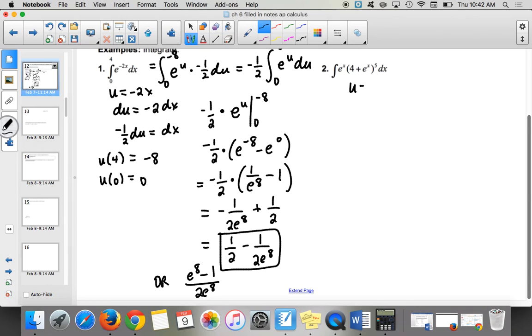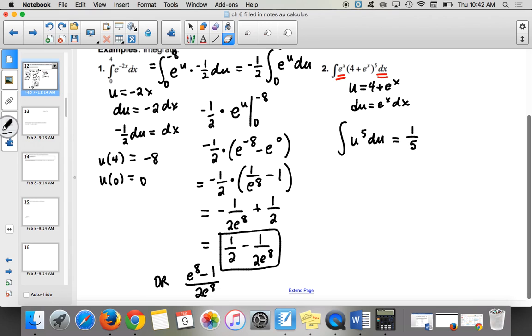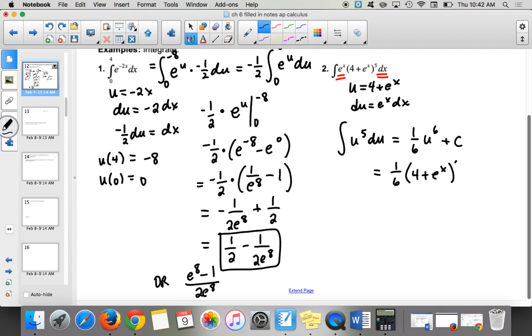All right, so for the next one, we would let u be 4 plus e to the x. So du is e to the x dx, which replaces the e to the x dx for us. Okay, so we're going to have u to the 5th du. So we get 1/5, not 1/5, 1/6 u to the 6th plus c. So it's 1/6 times 4 plus e to the x, raised to the 6th, plus c. That's our answer.